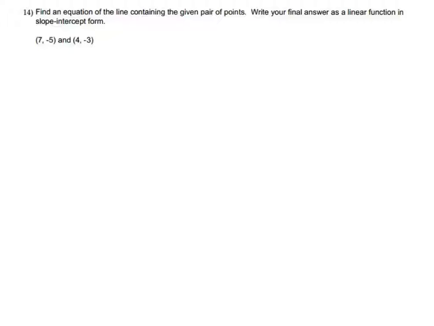Find an equation of the line containing the given pair of points. The most common thing to do is to plug information into what's called point slope form. This form, you need to have the slope and you need to have a point. And you'll be left with a y and an x equation. So we have plenty of points. So I'm going to take the first one just so I don't have to think about it. That's going to be x1 and y1 when I plug it in.